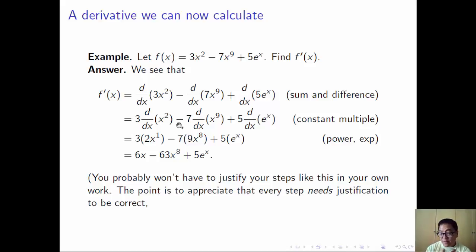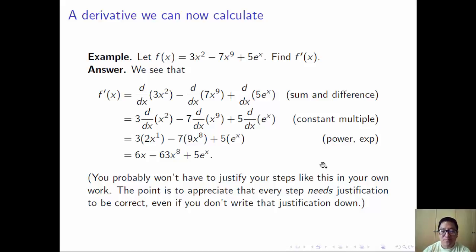So at least if you're in my class, as long as you do this sort of thing correctly, I'm not going to fuss that you write down each justification for each step, but it is important that you know that you have to use some rule in order to get to the next step. So without rules, what do you have? Without order, what do you have? You have chaos. Okay. Anyway, the point is, you need to appreciate that every step needs justification to be correct, even if you don't write that justification down.